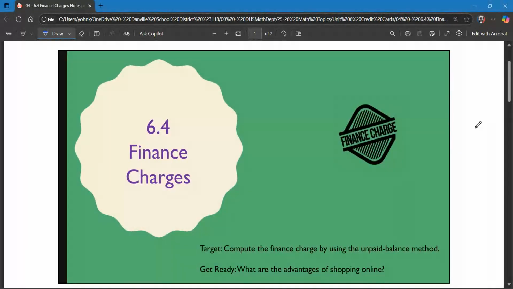Question for today: what are the advantages of shopping online? I can think of lots of advantages. There's also lots of disadvantages.